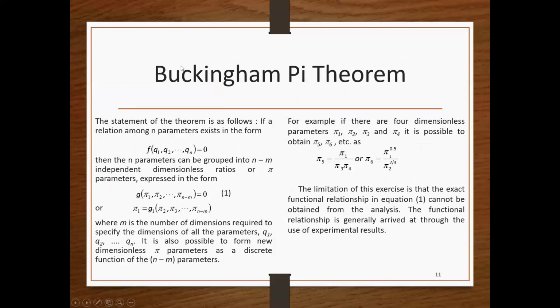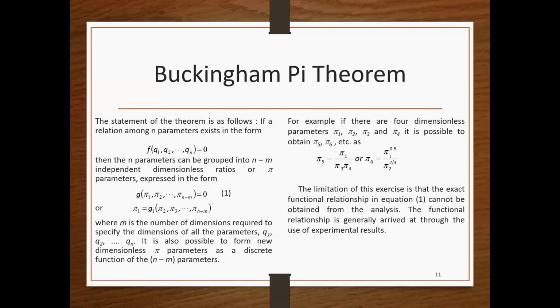So, now, ito na. The Buckingham Pi Theorem. Okay? The statement of the theorem is as follows. If a relation among the n parameters exists in the form f of q1, q2 up to qn is equal to 0, then n parameters can be grouped into n minus m independent dimensionless ratios. Yan yung mga pi. Yung pi na yan magiging Reynolds number, Nusselt number. Or pi parameters expressed in the form phi of pi 1, pi 2 up to pi n minus m is equal to 0.